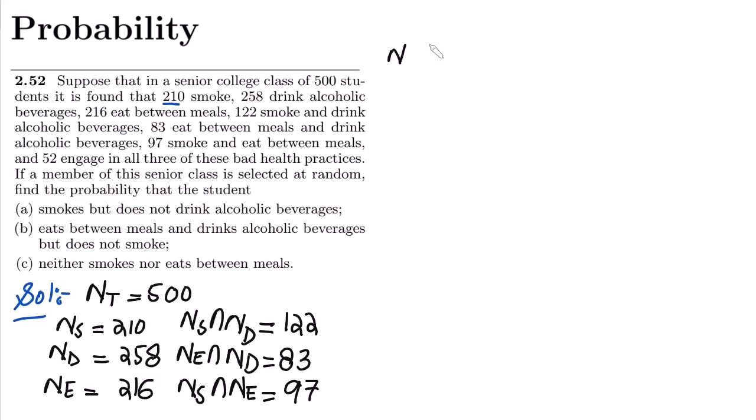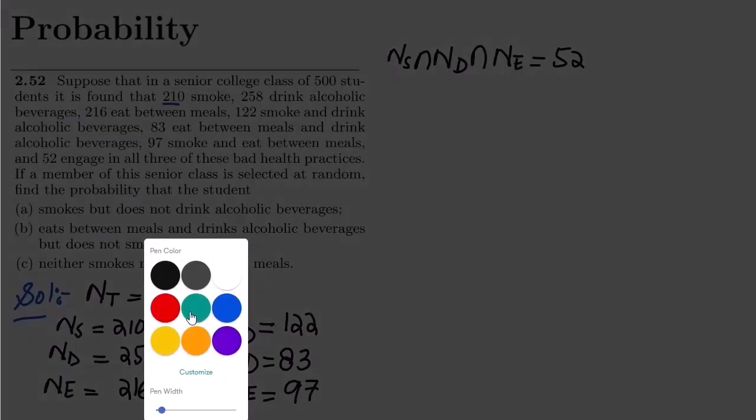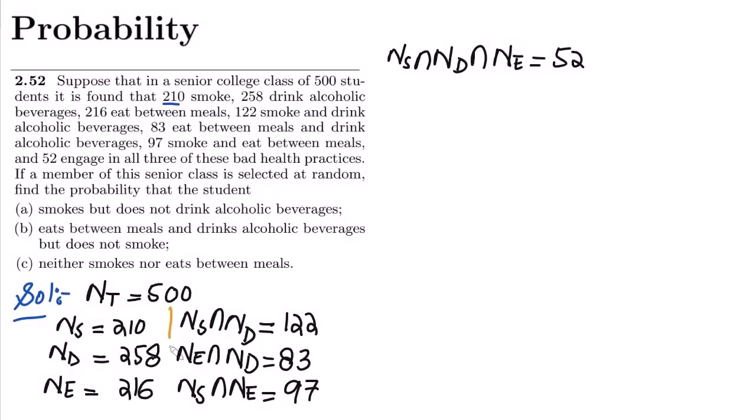So 52 of them smoke and drink and eat between meals. So that is basically 52. So these are the data samples which are given to us. Let me represent them with this one. Let me separate them out, and this one as well. Okay, so these are the given data points.